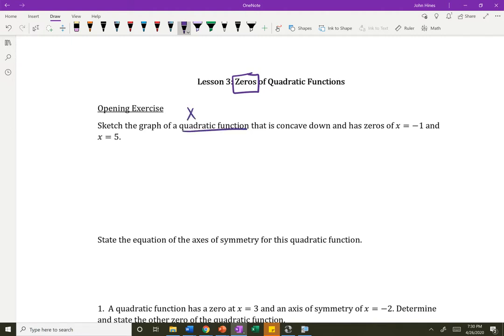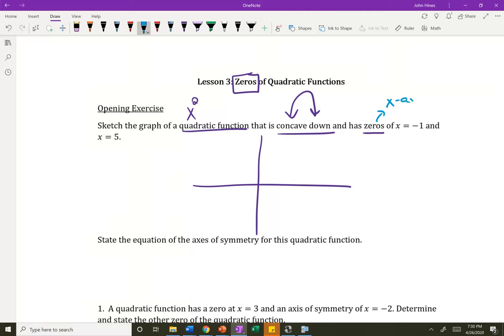So quadratics are x squareds, that's the parabolas that we looked at last week, that are concave down. That means it's an opening downward parabola and has zeros at -1 and 5. So let's sketch this. Where do I see my zeros? I see those on the x-axis. That's where we find our zeros, our x-intercepts. So it's at -1 and 1, 2, 3, 4, 5, and 5.